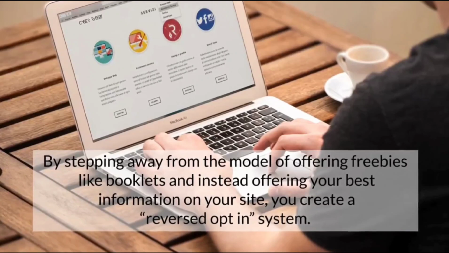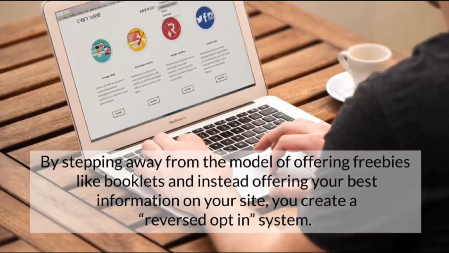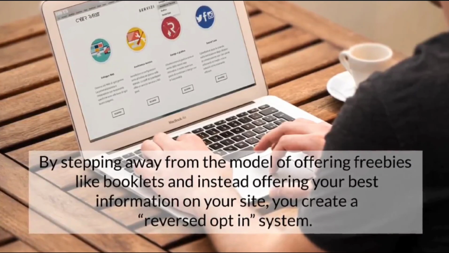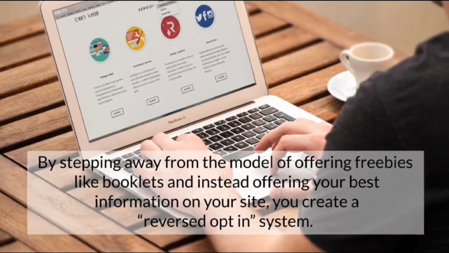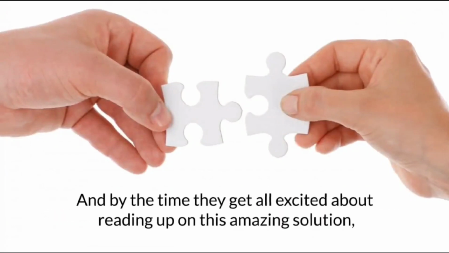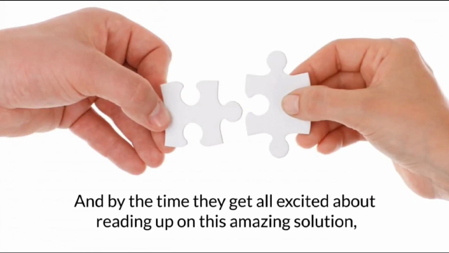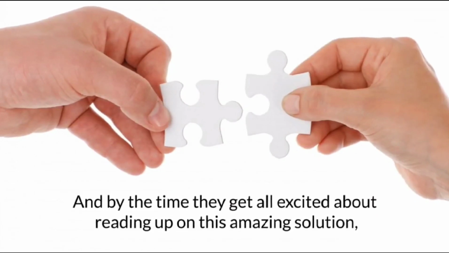This is how it works. You publish high-quality content based on your readers' needs. These all lead to different solutions. People are all excited because they're seeing all these great solutions. However, throughout the content, they are reminded that there is one best solution out there. And by the time they get all excited about reading up on this amazing solution, they find out that they can only access it if they join your mailing list.